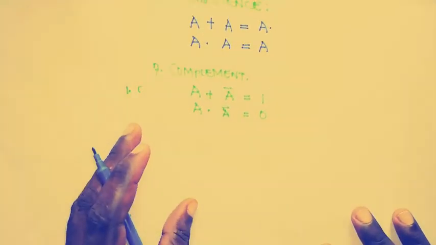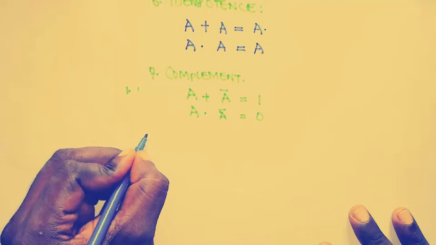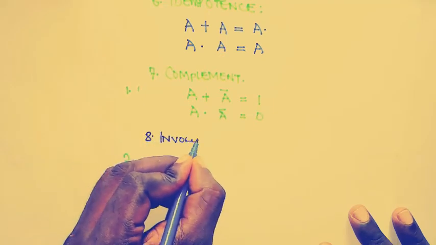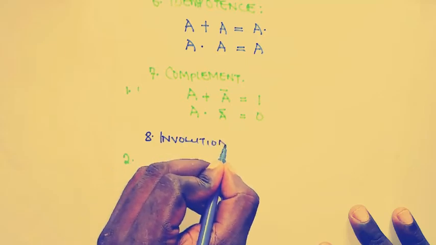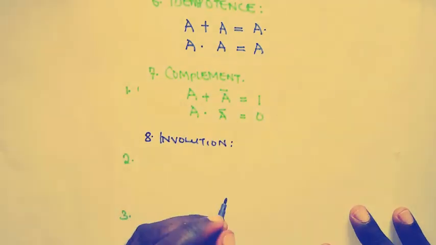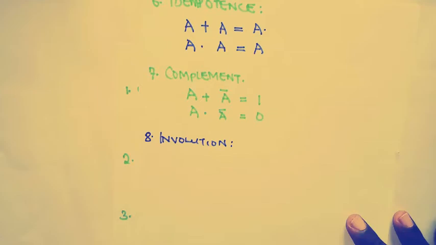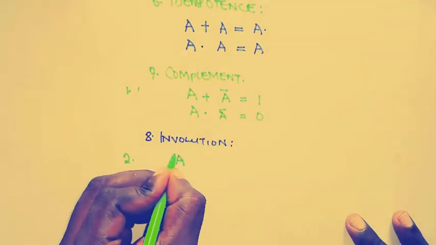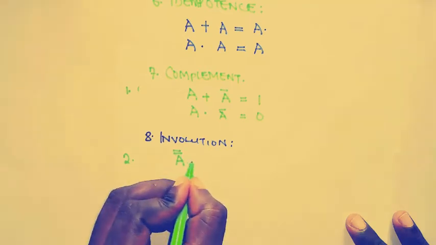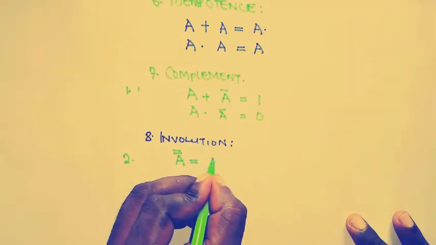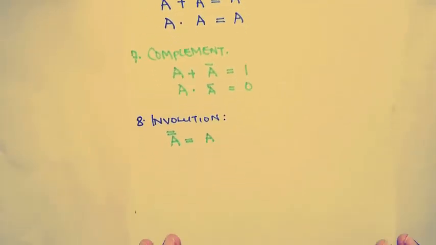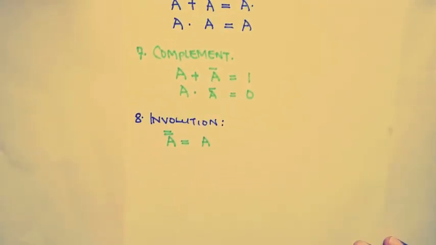The next one is the involution law. Involution says that negating an element twice, A bar bar, is going to give you this element in its natural state. So that is involution.